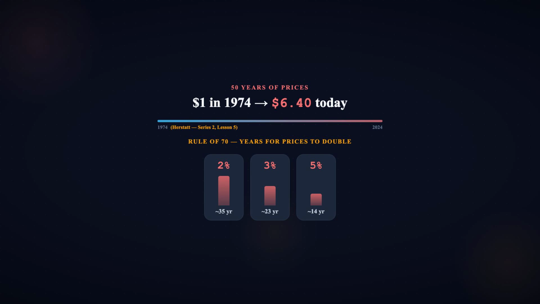Here is a shortcut for your intuition. The rule of 72. Divide 72 by the annual inflation rate, and you get approximately how many years it takes for prices to double. At 2% inflation, prices double in about 36 years. At 3%, about 24 years. At 5%, only about 14 and a half years. That last number means a teenager alive today could see prices double before making a single mortgage payment.